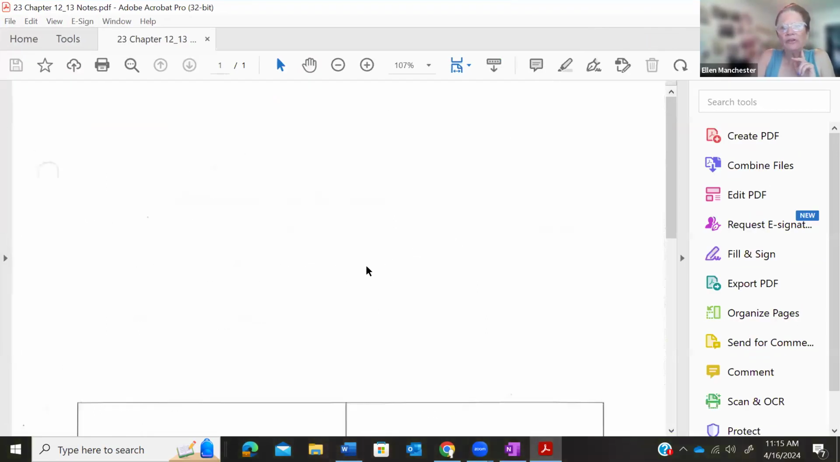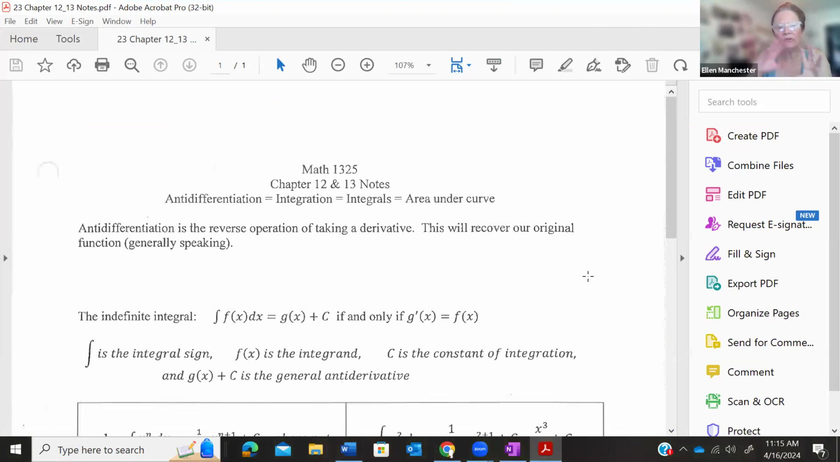Okay, so these are all the basic rules of integration. There's all your terminology: anti-differentiation, antiderivative, integration, integrals, area under the curve. All of that means taking the antiderivative. Again, it's the reverse operation of taking a derivative. So remember, if I asked you to find the derivative of this, we ended up with 2x.